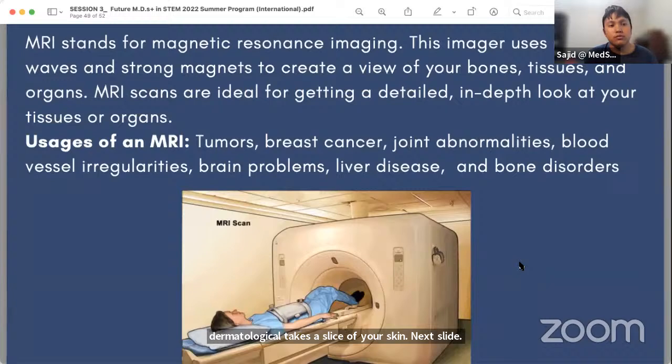MRI. We've all heard of an MRI. It stands for magnetic resonance imaging. The imager uses radio waves and strong magnets to create a view of your bones, tissue, and organs. MRI scans are ideal for getting a detailed, in-depth look at your tissues or organs. Keep this in mind because the next slide is about a CT scan, and then we'll compare and contrast an MRI versus a CT scan. Usages of an MRI include tumors, breast cancer, and joint abnormalities.